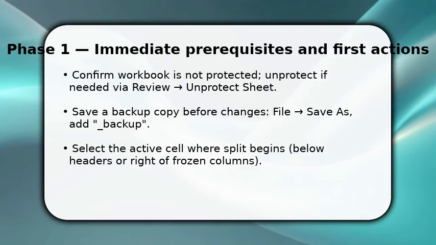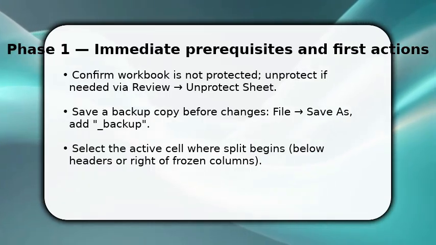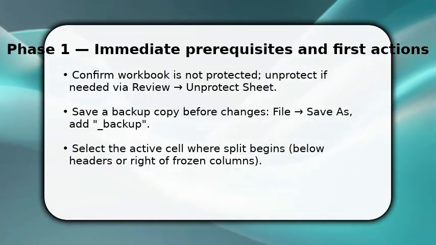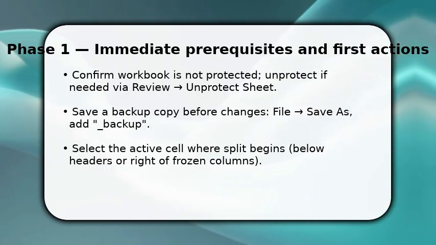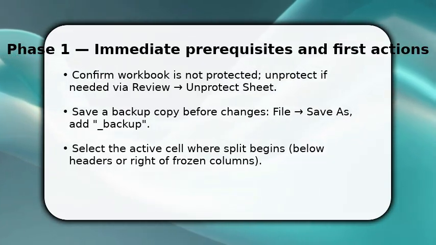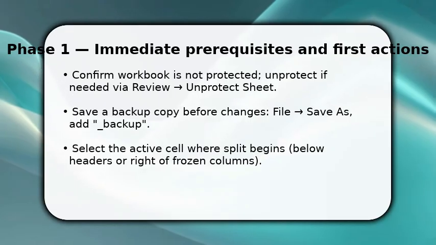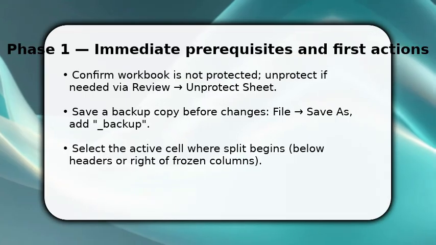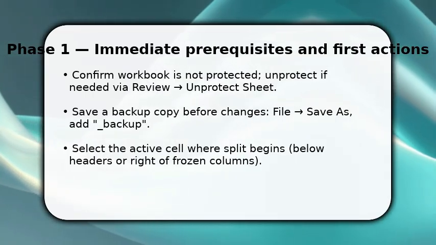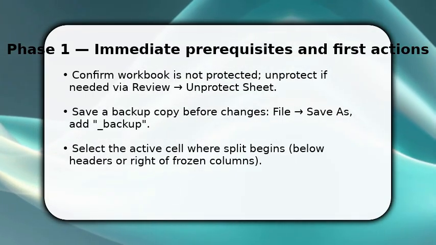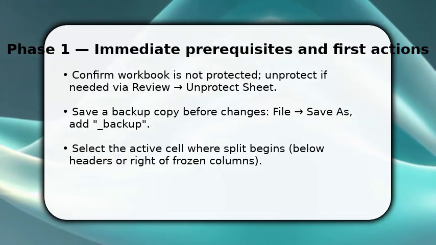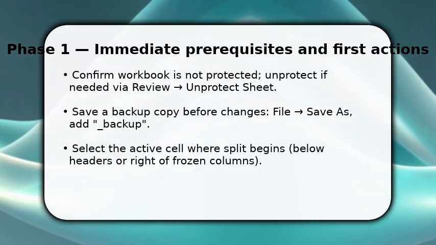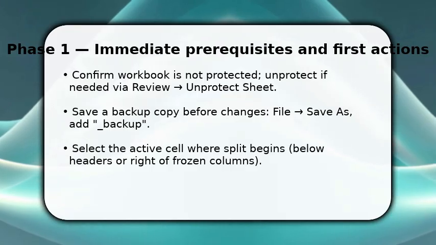You'll start by ensuring basic prerequisites are met. Unprotect the sheet if protected, and save a quick backup copy. Once done, click the cell immediately below the header row and to the right of any frozen columns. That cell defines where the split ends. Make sure you can see the View tab. This is where the freeze panes controls live. Now, with the correct cell selected, you're ready to remove or adjust the freeze settings using the next steps.